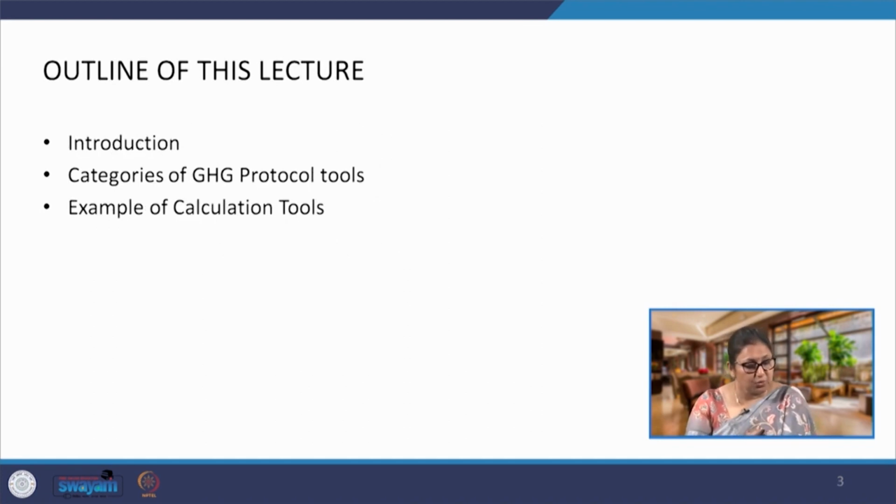In this lecture, we are going to look at the different categories of GHG protocol tools that are available, because we are largely going to be talking about the calculation tools, and we will look at examples of calculation tools. I am going to be picking up one tool which is available online by UNFCCC. It is a comprehensive tool, a cross sector tool which can be used by any business, but it is also generic and may not be very specific to the business. So, it may not be of use to a lot of businesses, and also an individual GHG emission calculation tool. So, that is what we are going to cover in this lecture.